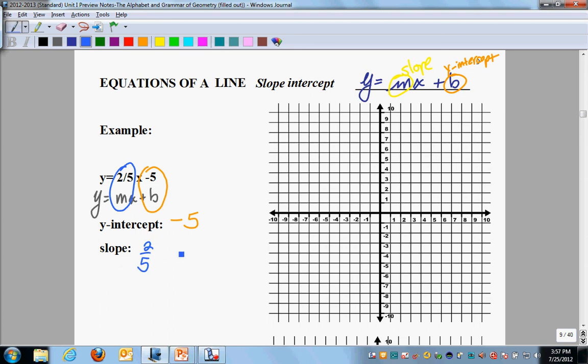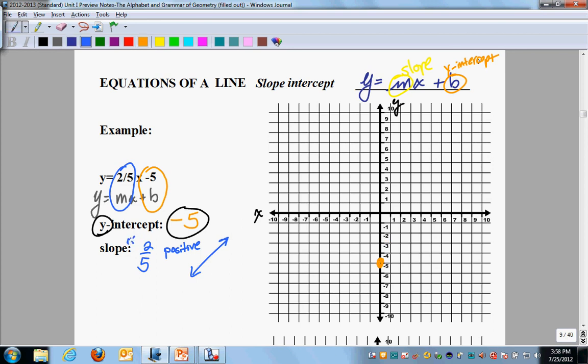So to graph this, step number 1 is look at the slope. Determine whether the slope is positive or negative. It is a positive slope. So I know right now my line's going to go up from left to right. And where it crosses the y-axis is at -5. That's the y-intercept. So I graph, this is the x, this is the y. I start on the y-axis. So I go to the y-axis and I put a plot at -5.